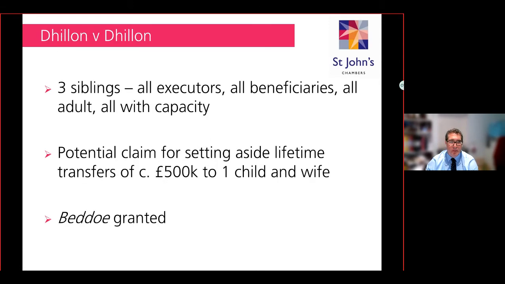A few months later, up in London, there was the decision of a master in the case of Dillon and Dillon. Similar structural facts: three siblings dealing with their father's estate, all executors, all beneficiaries, all equal beneficiaries, all adult, all with capacity. Again, potential claims for setting aside lifetime transfers of around £500,000 to one of the children and the wife. And precisely the situation where it would be suggested, following Re Evans and Lyons and Wilcox, that in fact the proper thing to do was for the beneficiaries to fight it amongst themselves and not seek to have recourse to the estate for funding.